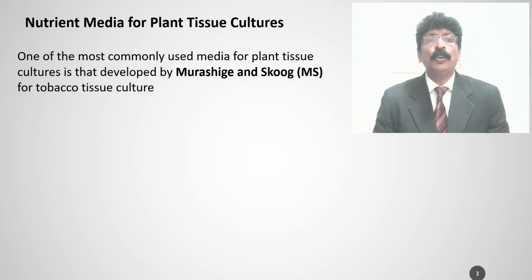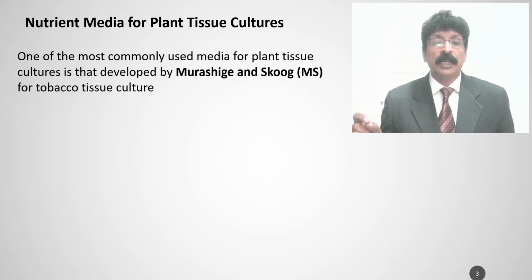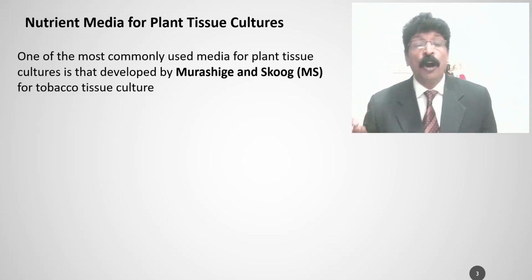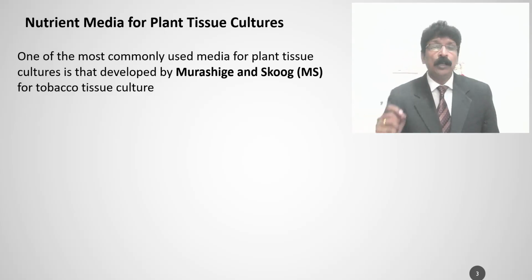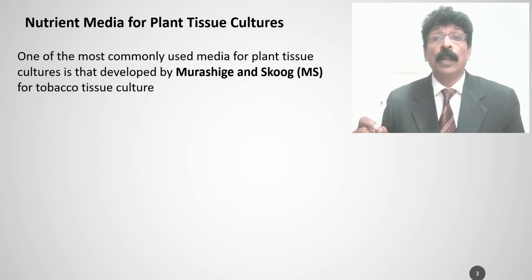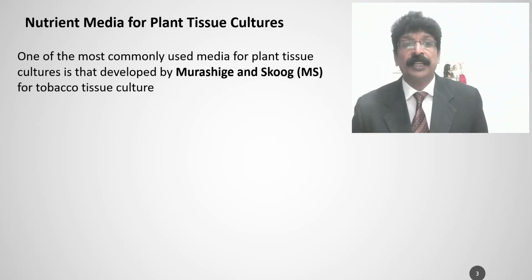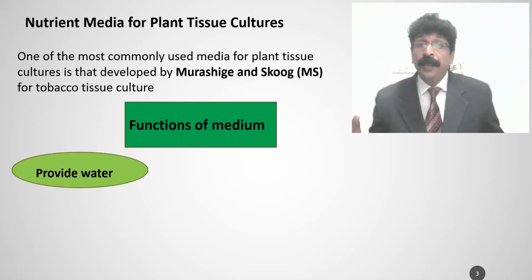When you want to talk about nutrient media for plant tissue cultures, one of the most commonly used media for plant tissue culture was developed by Murashige and Skoog, short form MS. They used to say MS media. Murashige and Skoog prepared it initially for tobacco tissue culture. First we should know the function of the medium.